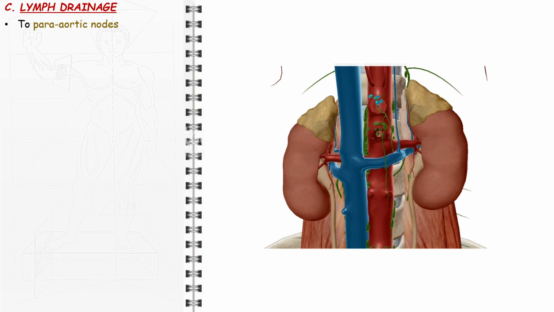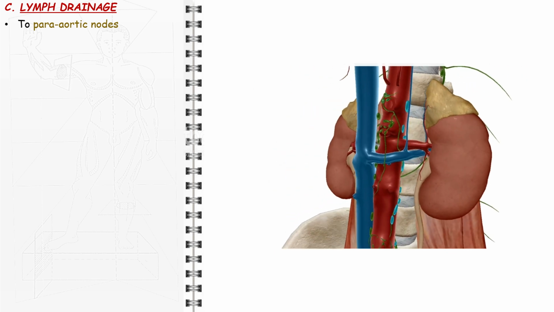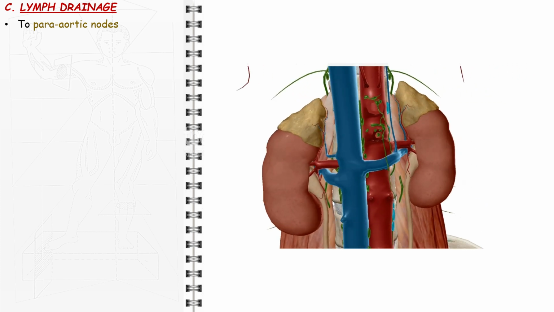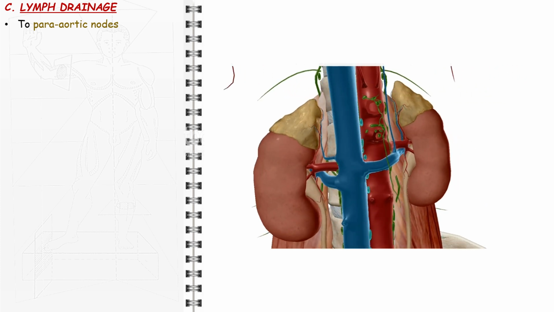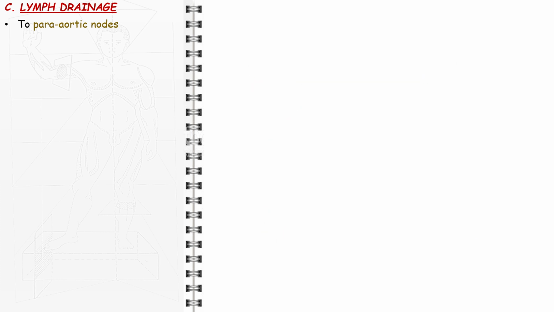The lateral aortic group is adjacent to the aorta at the edge of the psoas major muscle. It drains the pelvic organs also. The retroaortic group is posterior to the aorta. The right para-aortic nodes are partly anterior to the vena cava near the termination of the renal vein and partly behind it in front of the origin of the psoas major muscle.